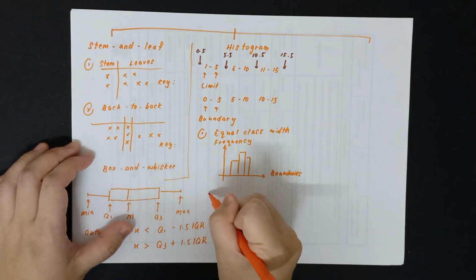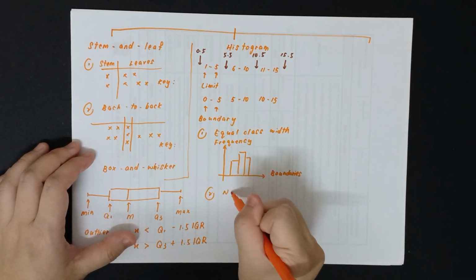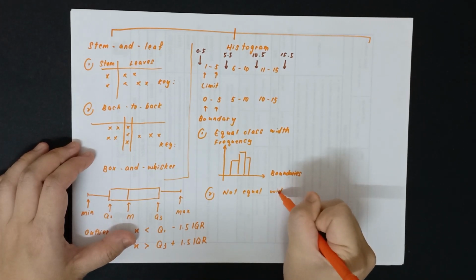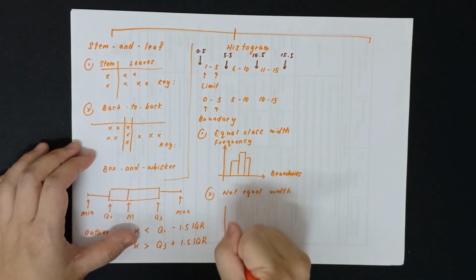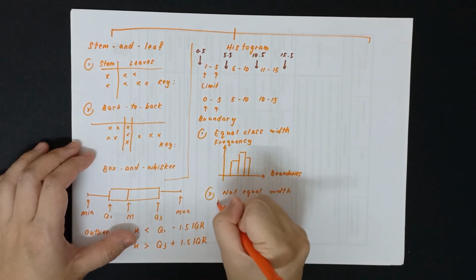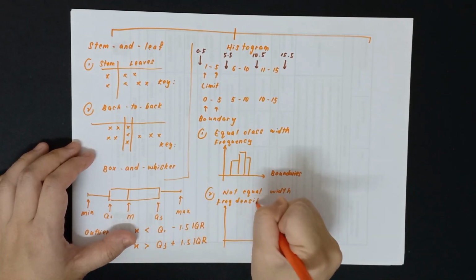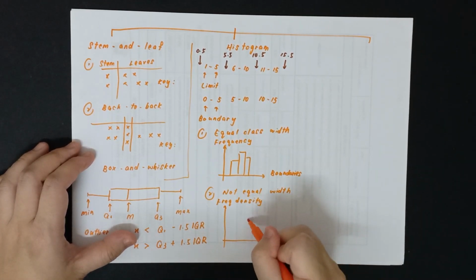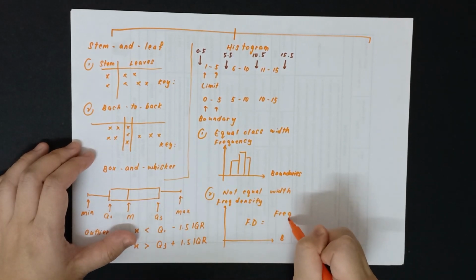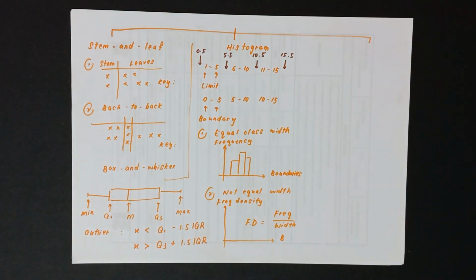For the second one, you have a different class width, not equal width. Still remember, you need to find your frequency density. This one you use boundary, and this one you use frequency density. How do you find frequency density? I write FD. You use your frequency divided by the width. Then only can you start to plot your histogram.